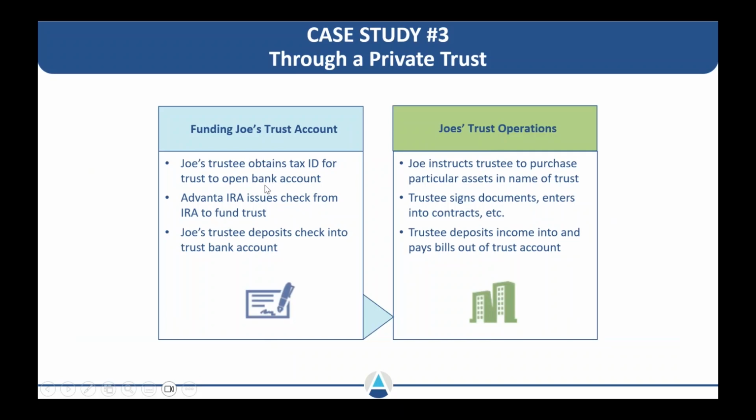Again, basically the exact same thing as an LLC, with the exception of the document names and the fact that Joe cannot be the trustee or, quote, the manager of that trust. But again, the operations basically work the same. The property would close in the name of the trust. Any expenses are paid to and from that trust account, and then the reinvestment would happen from there.